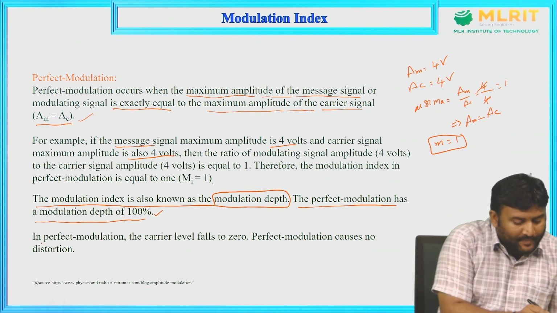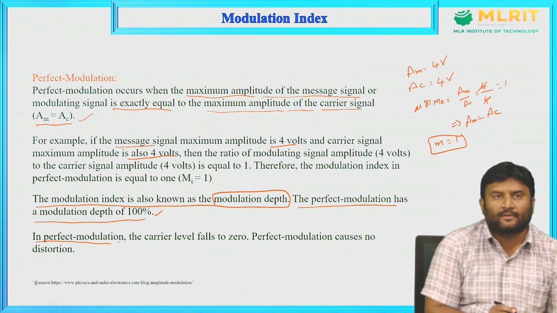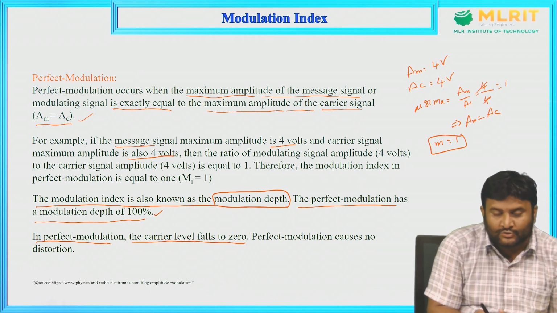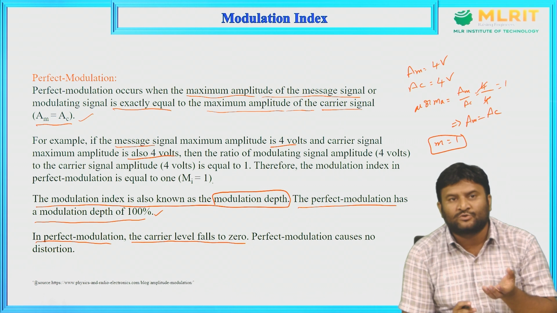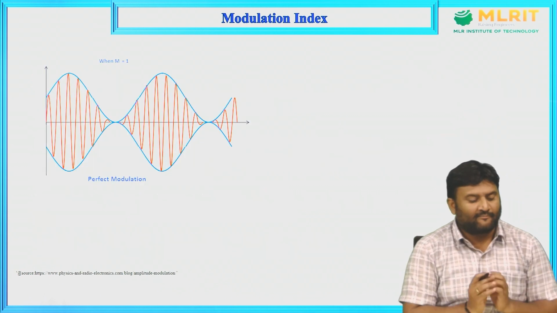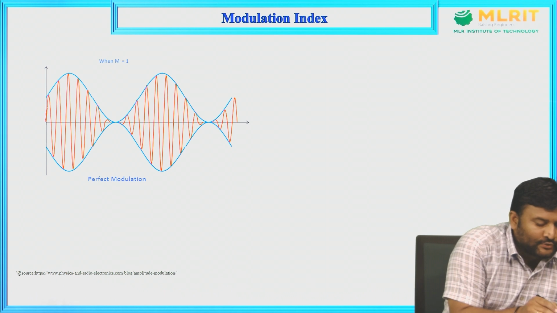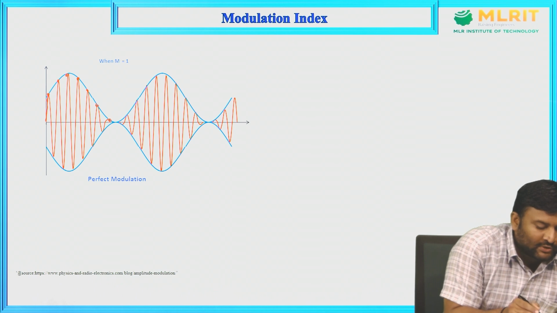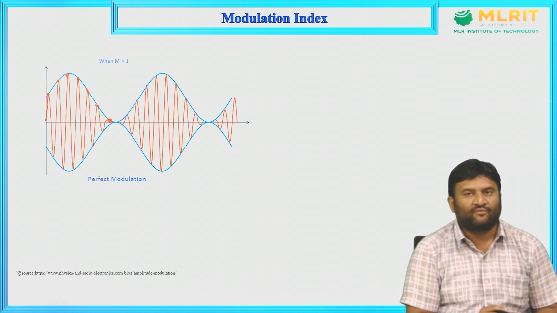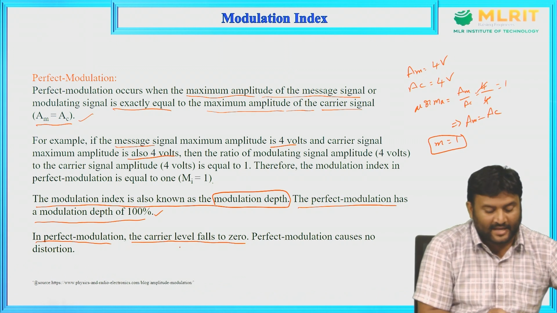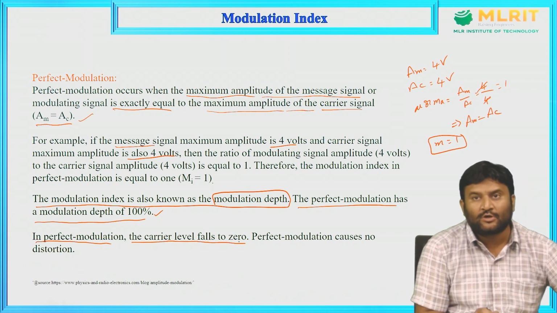And in perfect modulation, the carrier level falls to 0. What is the meaning of carrier level falls to 0? Observe the waveform for the perfect modulation scheme. Observe the carrier amplitude is varying with respect to message signal amplitudes; the carrier falls to reach the 0 level. Observe here, it falls to reach the 0 level. That is the meaning. In perfect modulation, the carrier level falls to 0.